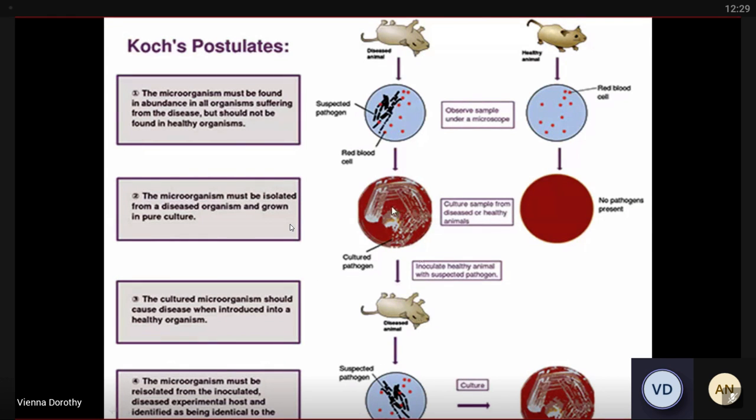The third postulate is, if I take out the growing organism on the plate and I introduce it into an animal, it should show the same symptom that the first animal had. It should not show another symptom. So that is the third postulate. Is it clear?